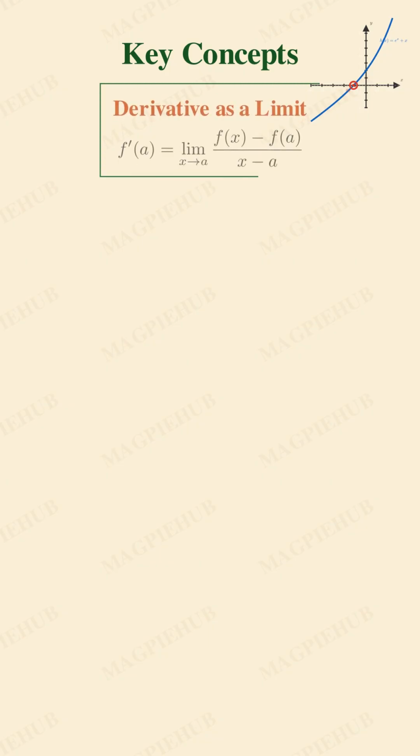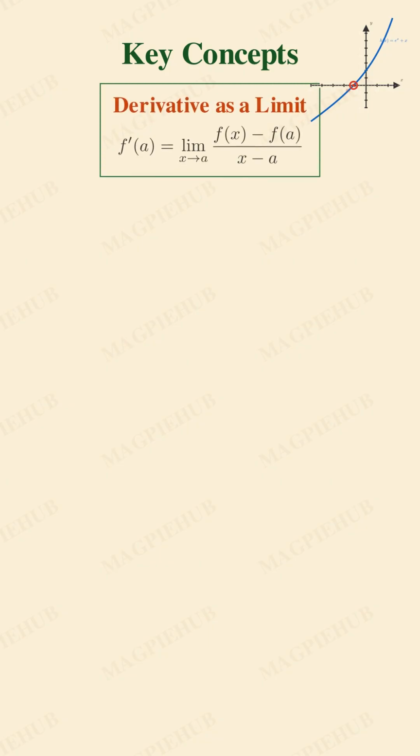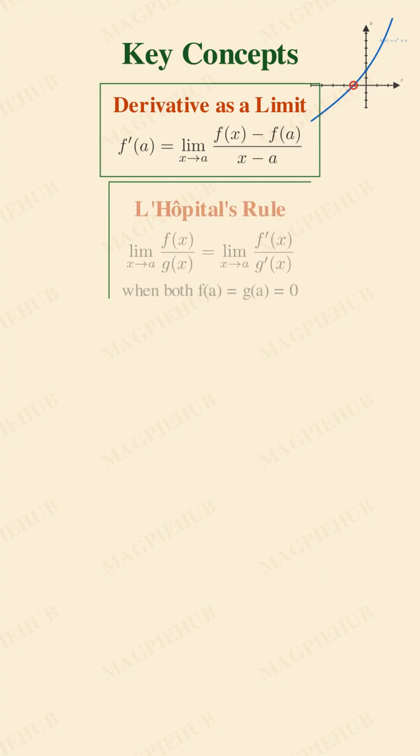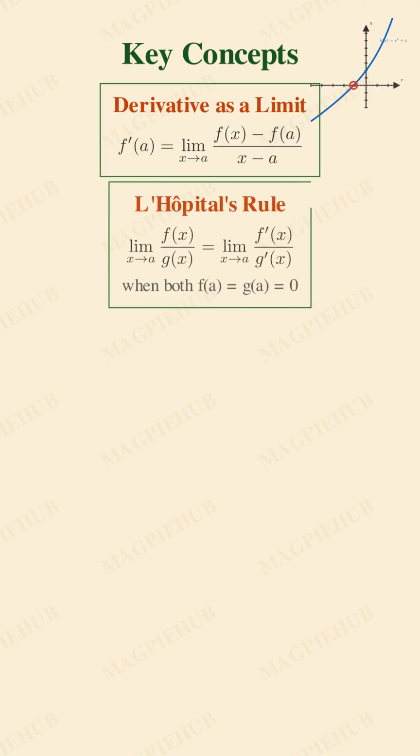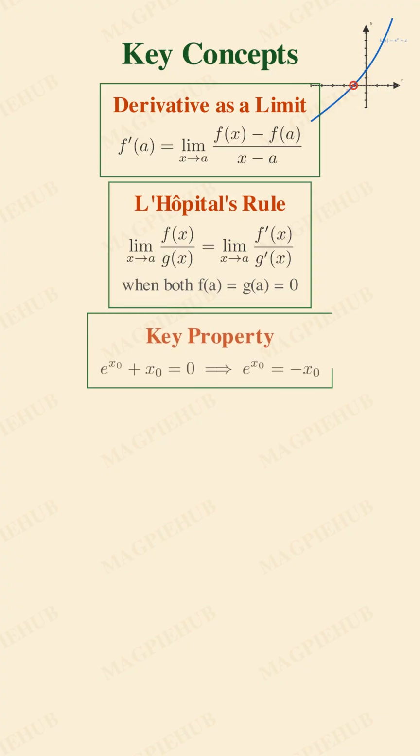Before solving, let us recall the key concepts. First, the derivative of a function at a point a can be written as the limit of f of x minus f of a divided by x minus a. Second, L'Hopital's rule allows us to evaluate 0 over 0 limits by differentiating numerator and denominator. Third, the defining property, e to the x naught equals negative x naught.